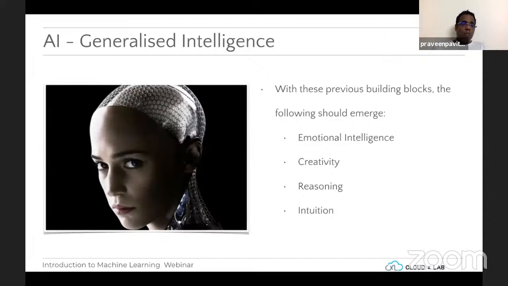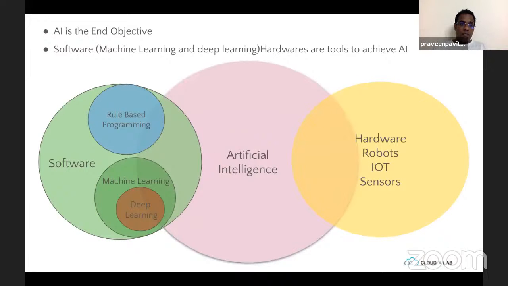And so the concept of generalized intelligence, this was what they initially hypothesized, is that if you get the basic building blocks, from that would emerge the second set: generalized intelligence, like emotional intelligence, creativity, reasoning, and intuition. This is what the initial folks thought about.